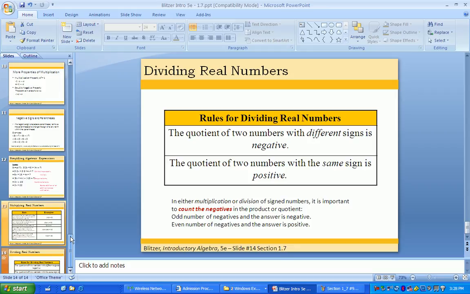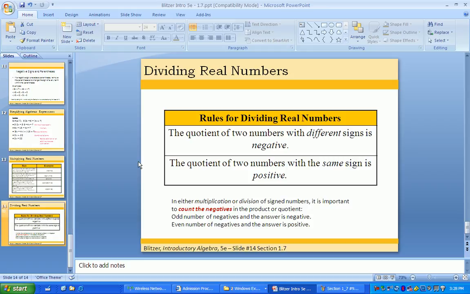And here's also the same type of chart for dividing numbers. The quotient of two numbers with different signs is negative. The quotient of two numbers with the same sign is positive. In addition, we have to remember that anything divided by 0 is going to be undefined. So that means when 0 is on the bottom, it is undefined, and anything with 0 on the top is going to be 0. So hope that helps.